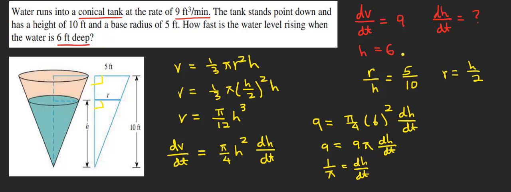So this means that at that moment, the height was increasing at 1 over pi feet per minute.